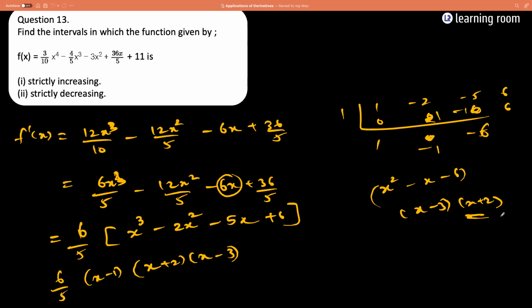So you have 3 critical points. Check and tell me where it is decreasing and where it is increasing.